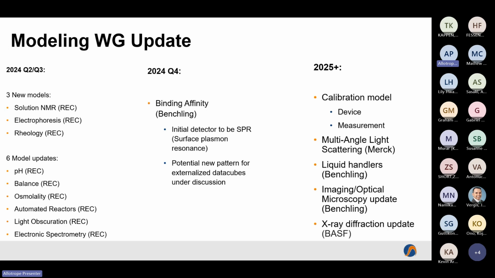This quarter, as has been mentioned earlier, Benchling has put forward binding affinity as a model of interest. So we're looking at surface plasmon resonance specifically as the first detector there. That one is going to be in working draft because one of the things we're discussing is an extension to our data cube pattern to potentially allow externalizing of it into a separate file. So this is something that we've discussed loosely in the past, and we now have the concrete use case to explore it in more detail.